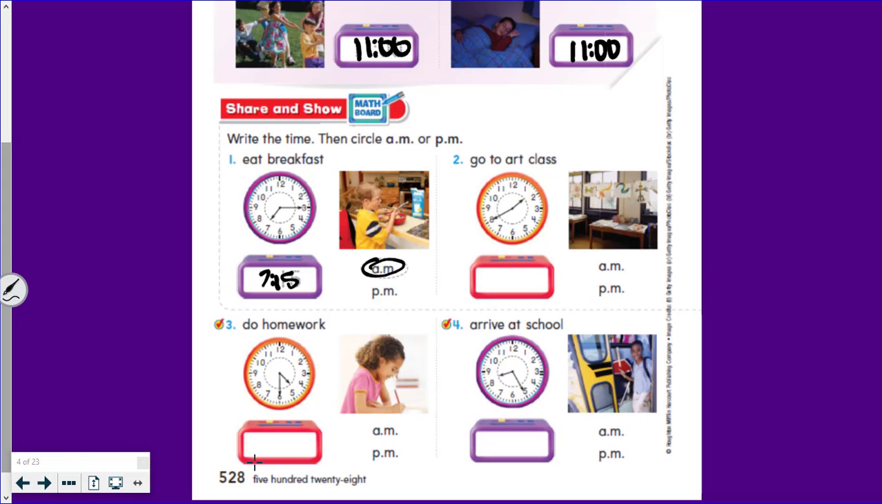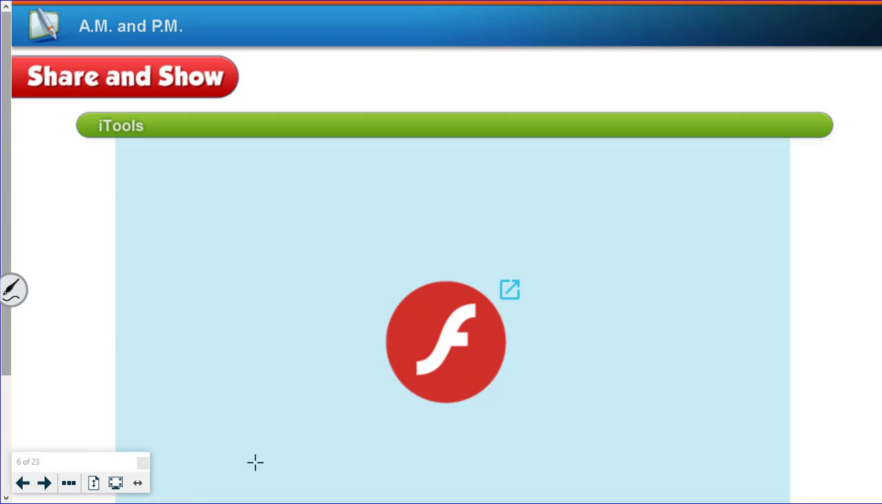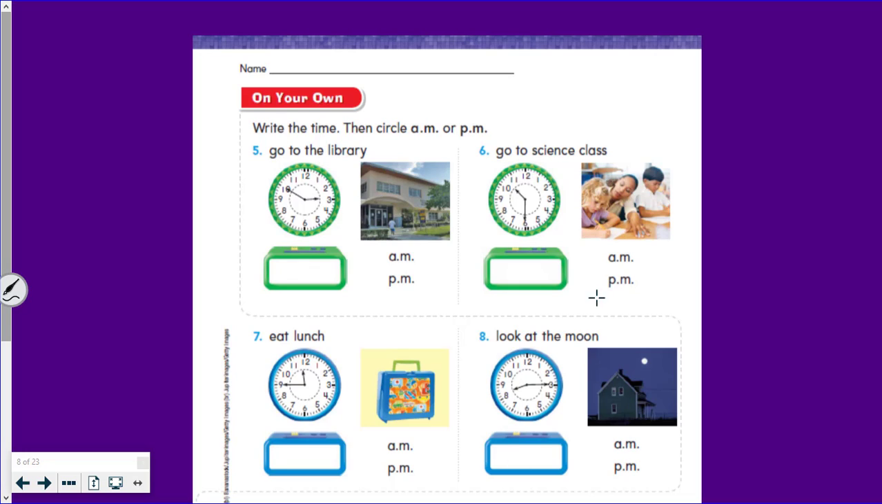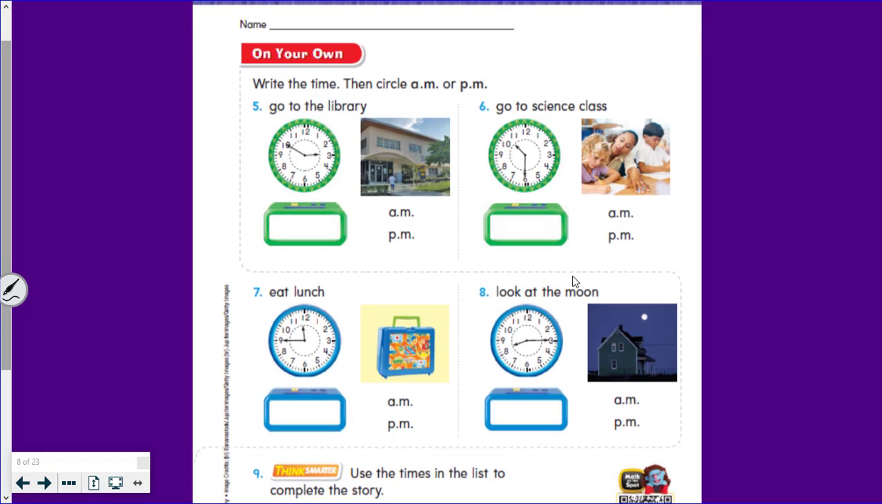All right, let's go to the next page. So same thing, you're going to look at the activity. What's going on? Is it AM or PM? And then write the time for the clock to match. So do 5, 6, 7, and 8. Pause your video.